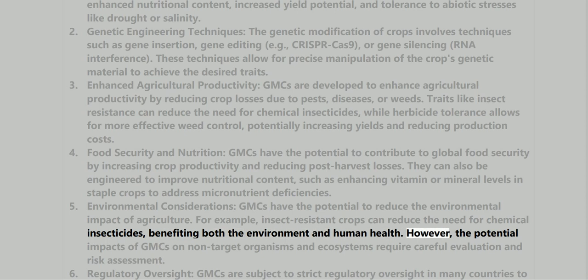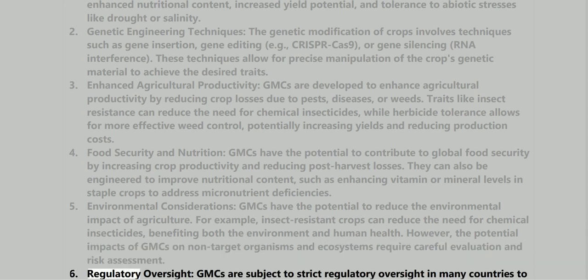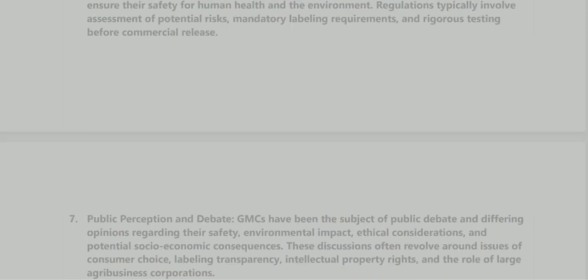However, the potential impacts of GMCs on non-target organisms and ecosystems require careful evaluation and risk assessment. 6. Regulatory oversight. GMCs are subject to strict regulatory oversight in many countries to ensure their safety for human health and the environment. Regulations typically involve assessment of potential risks, mandatory labeling requirements, and rigorous testing before commercial release.